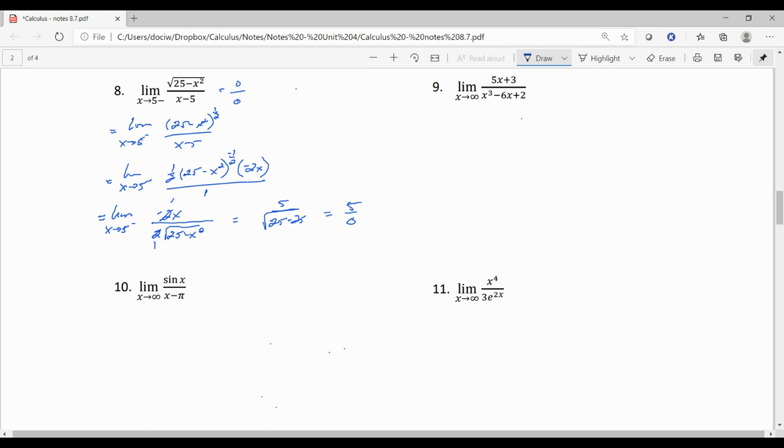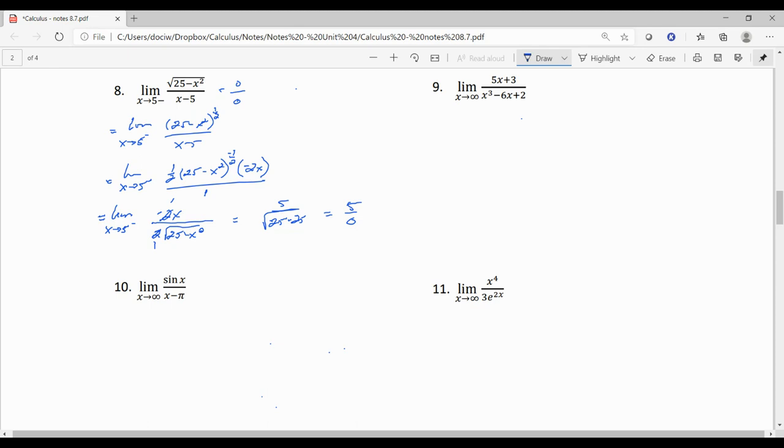Now, 5 over 0, don't forget about the 5 over 0, right? That means we're approaching an asymptote. We're approaching a vertical asymptote, right, when only the denominator is 0. So we're either going to be approaching positive infinity or negative infinity. Okay, so we're approaching a vertical asymptote. Which direction are we approaching from?